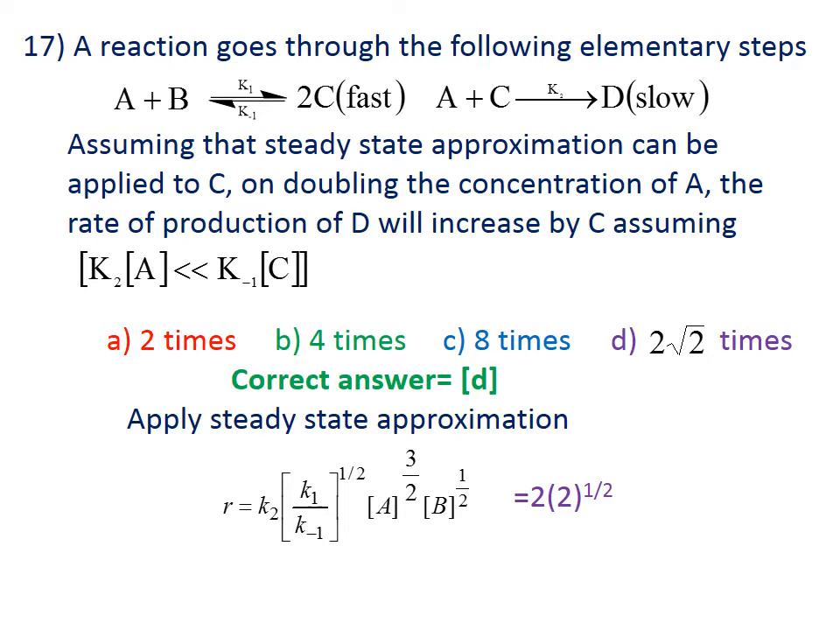According to how you apply the steady state approximation, you calculate the rate. The rate will be equal to K2 into (K1 by K minus 1) whole power half into A power 3 by 2 into P power 1 by 2. If you apply the steady state approximation, you will get the rate R equal to K2 into (K1 by K minus 1) whole power half, A power 3 by 2 and P power 1 by 2, and this will be equal to 2 into 2 power half. Therefore, the correct answer is D.